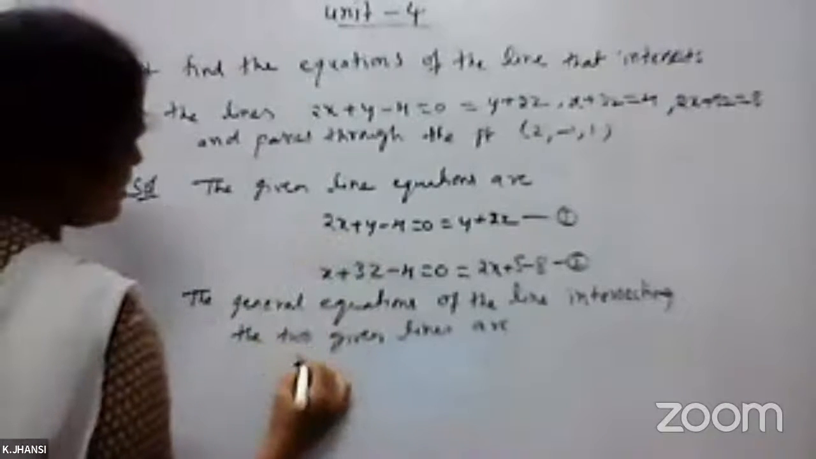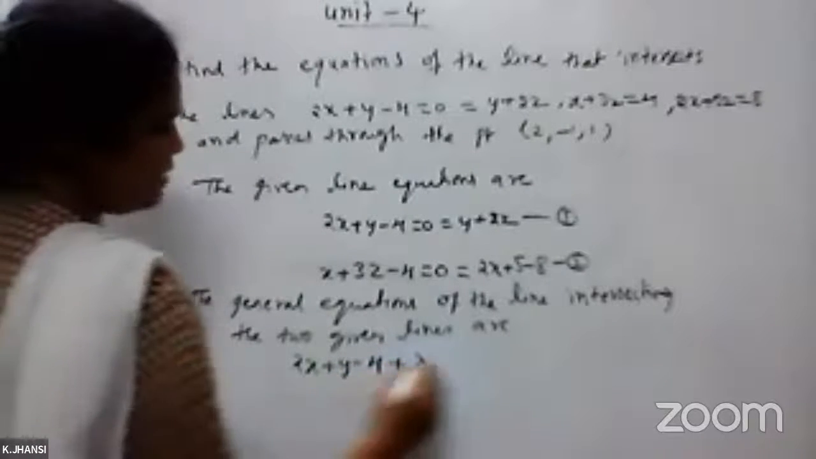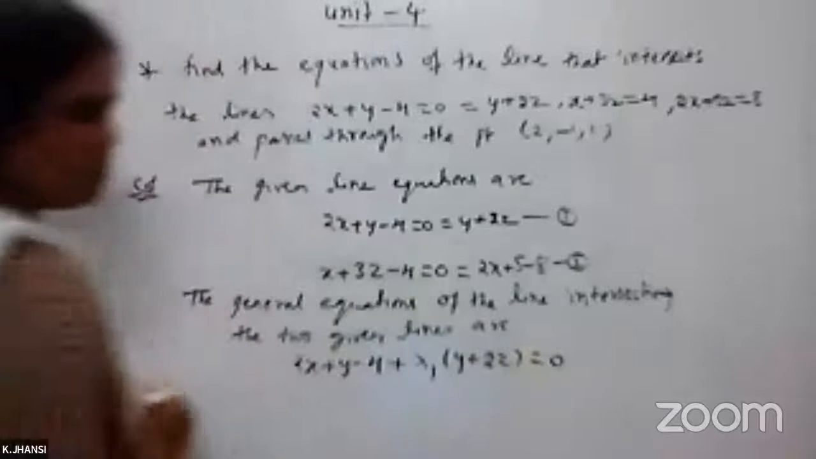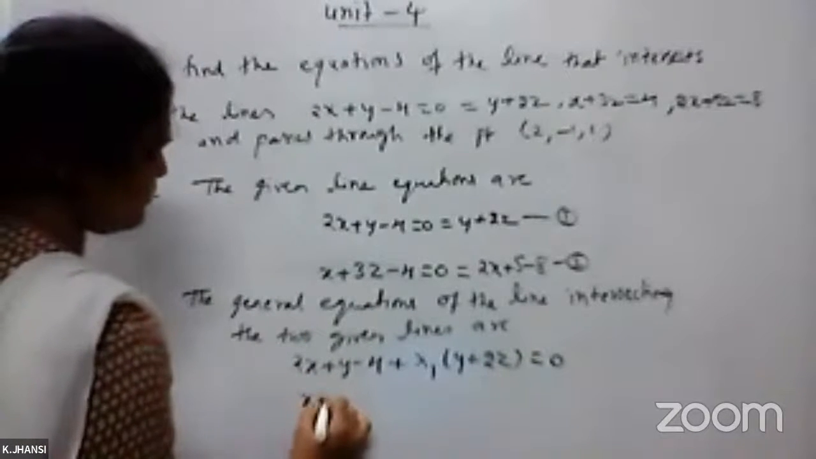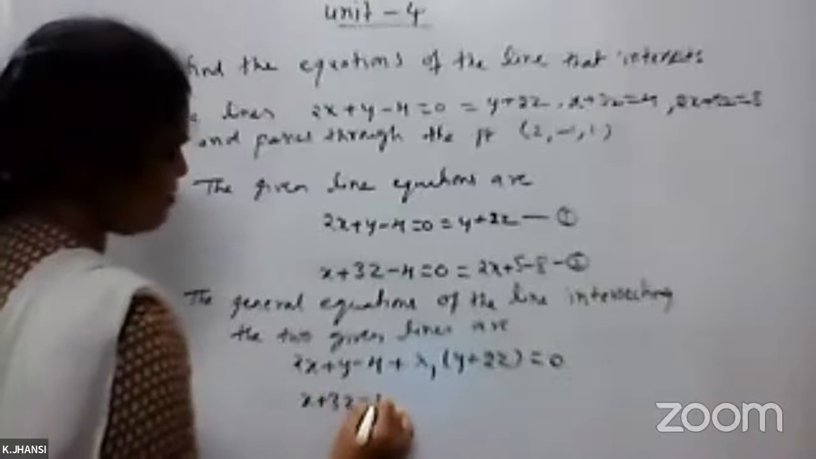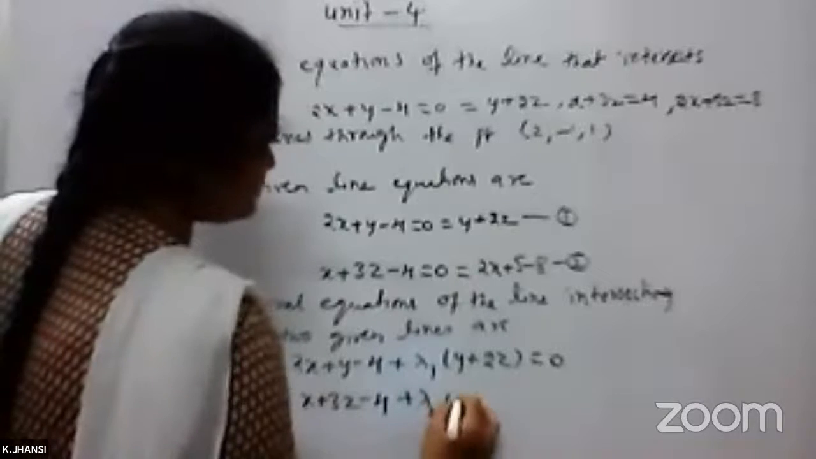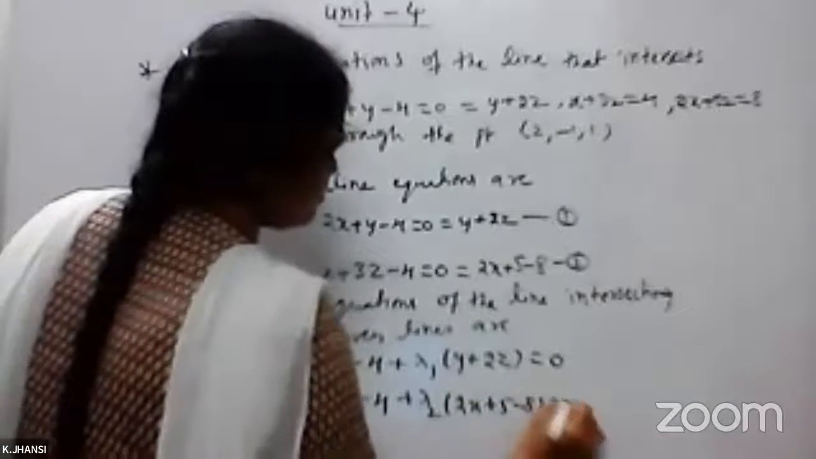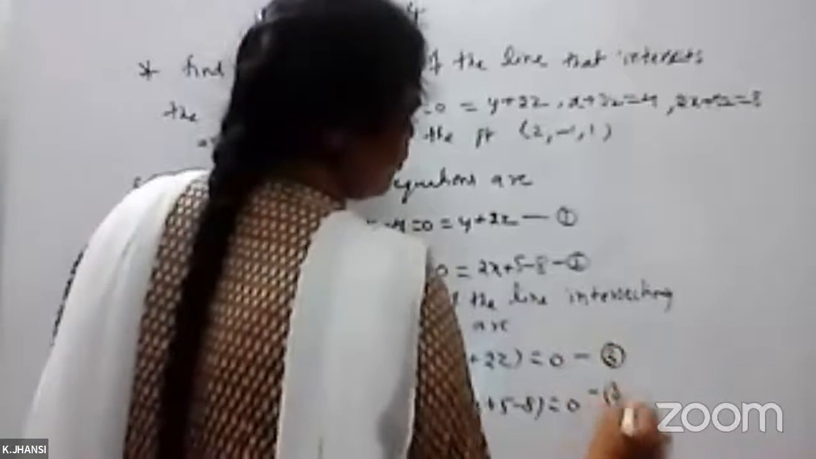So 2x plus y minus 4 plus lambda 1 into y plus 2z equals 0. Okay, so next one is x plus 3z minus 4 plus lambda 2 into 2x plus 5z minus 8 equals 0. So you can take this as 3 and this is our fourth equation.